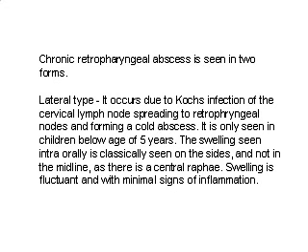Chronic retropharyngeal abscess is seen in two forms. 1. The lateral type, and this occurs due to Koch's infection of the cervical lymph nodes spreading to the retropharyngeal nodes and forming what is called a cold abscess. It is only seen in children below the age of 5. The swelling seen intraorally is classically seen on the sides and not in the midline, as there is the central midline raphe. The swelling is fluctuant and with minimal signs of inflammation.